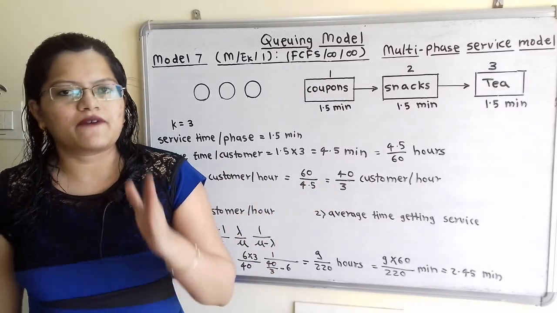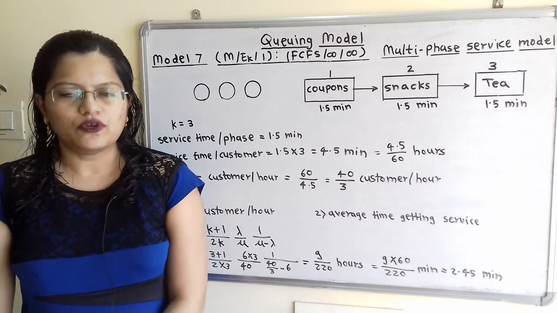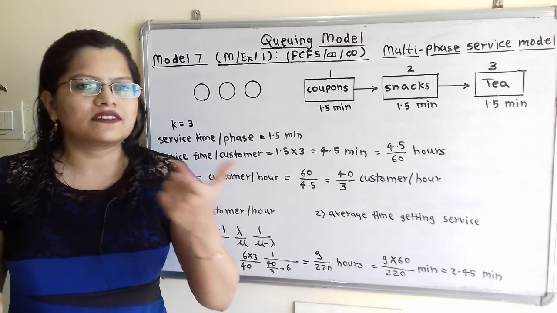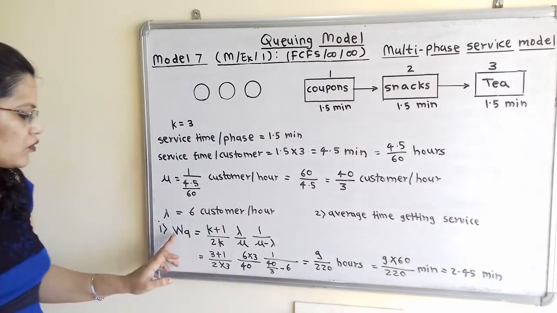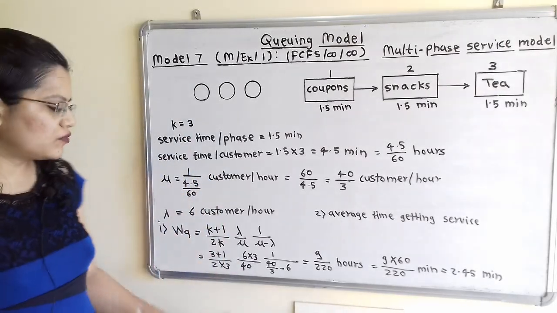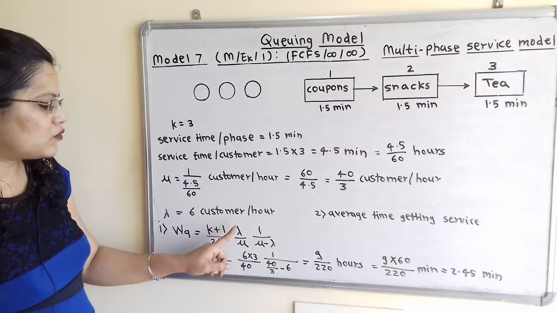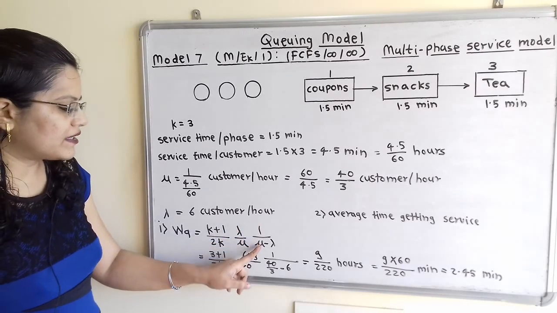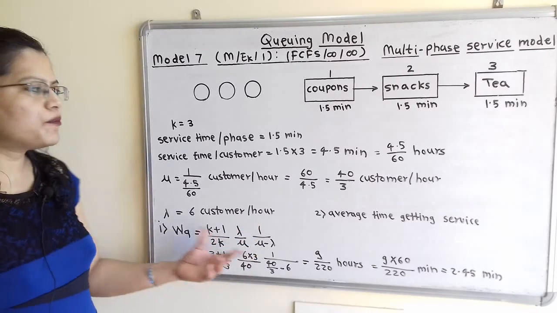That is the waiting time for each customer in the queue. So waiting time, that means the customer in queue. So we have to find out WQ. So what is the formula? (K plus 1) divided by 2K, lambda by mu, into 1 divided by (mu minus lambda). So we will put the value.